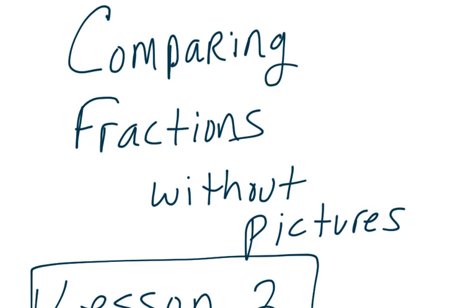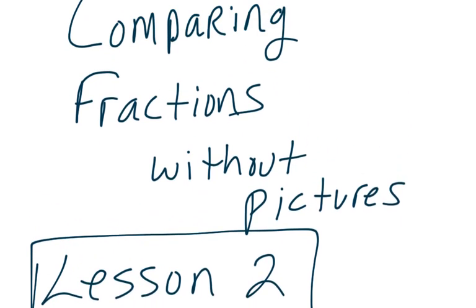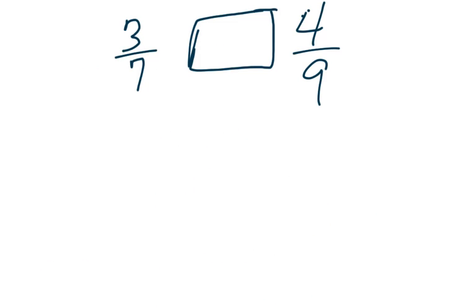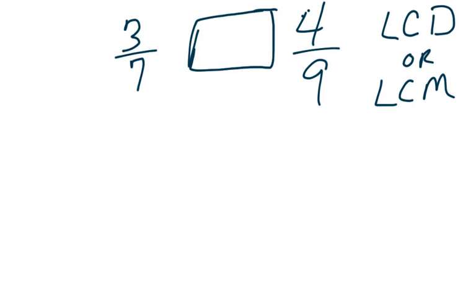Alright, welcome to lesson 2 on comparing fractions without pictures. Now remember, when we are comparing fractions without pictures, we're looking for either, and you need to write this down on your paper, the lowest common denominator or the least common multiple. Remember, both of those are the same, but we're going to use the least common denominator when we're talking about fractions. Now, let's go through and let's get this set up.